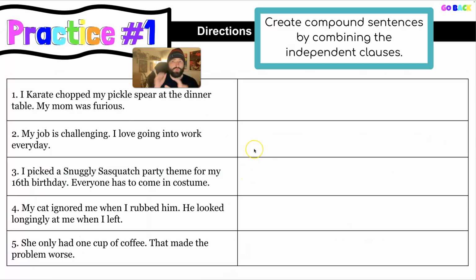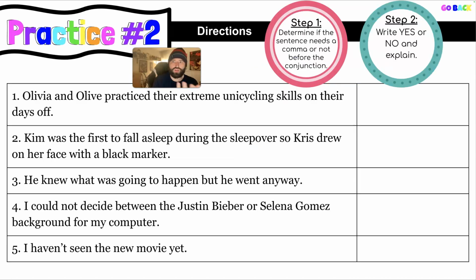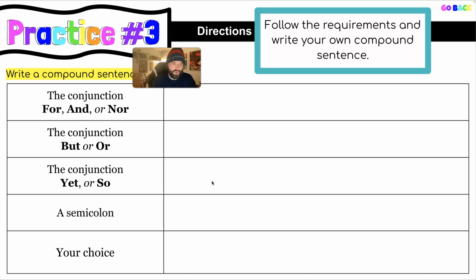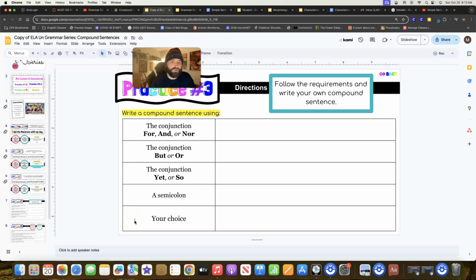Okay. Now, with these practices, creating compound sentences by combining the independent clauses, that's our first practice. Our practice 2 is determining if the sentence needs a comma or not before the conjunction. If it needs a comma before the conjunction, it's two independent clauses and it's a compound sentence. If it doesn't, it's not. And then finally, you're going to write your own, using these conjunctions, and of course trying one with a semicolon. That is it for compound sentences.